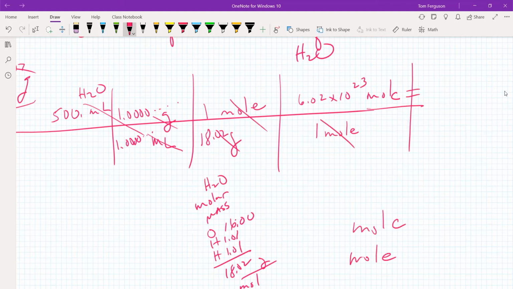Okay, so we have milliliters to grams, grams to moles, moles to molecules. We're going to go 500 times 6.02 times 10 to the 23rd, divided by 18.02.